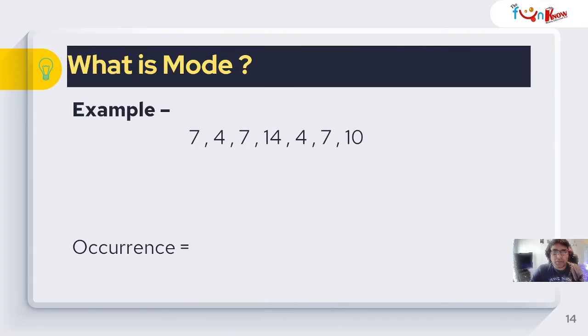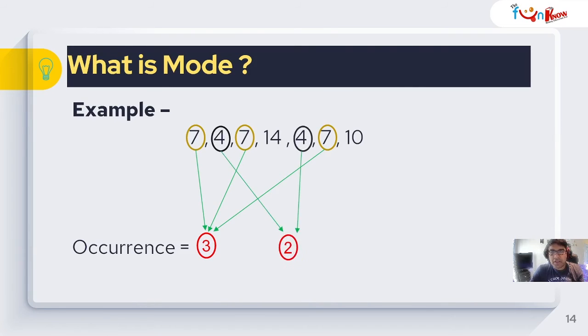Okay, so let's do this. We have seen the 7 occurs 3 times. And if you can see, 4 occurs only twice and 14 and 10 occur only once. So which number occurs the most number of times? It's 7. So the mode of this data is 7. We have to find out which number occurs the maximum number of times, and that is the mode of the data.